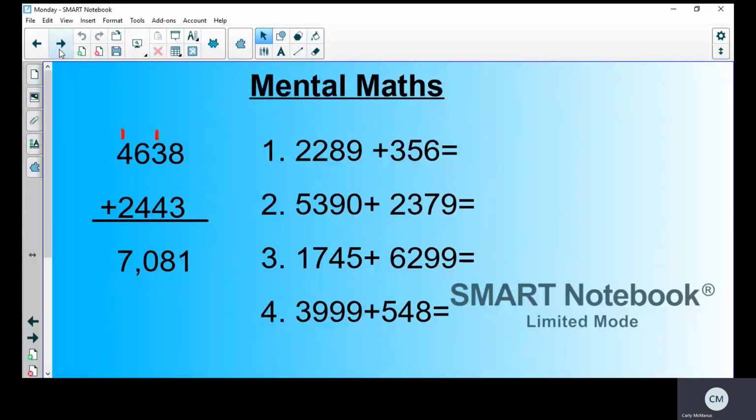So in a minute you might want to pause the video and on some paper have a go at doing these calculations. We're just going to go back to the column method because I just think that's something that we need to continually keep practicing.